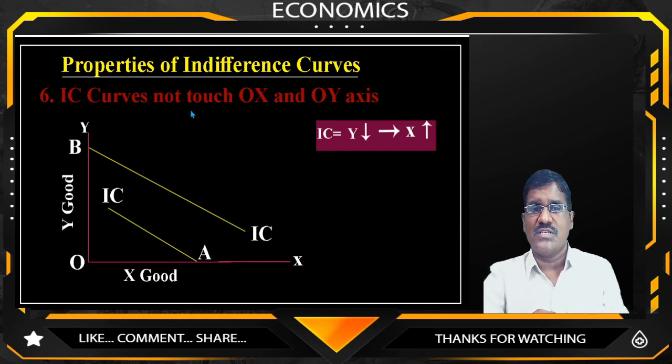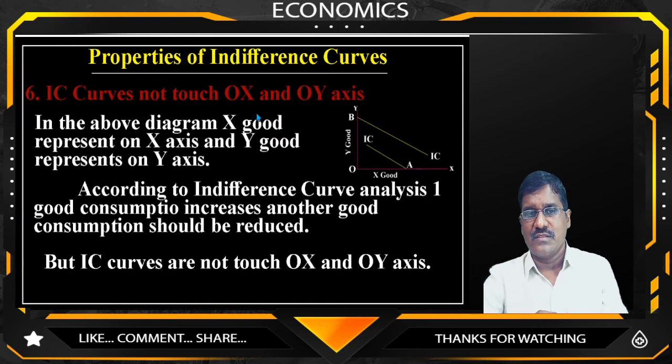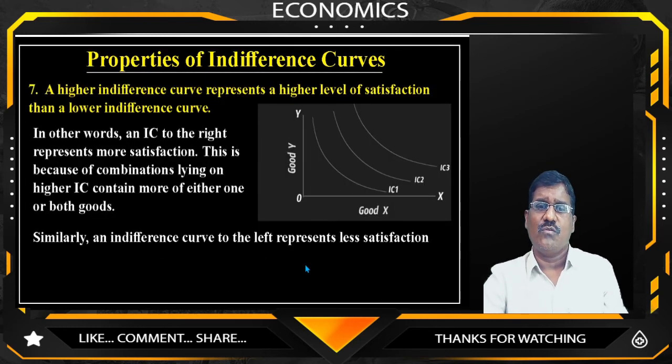So this IC curve does not touch the OX and OY axis. Same in the above diagram, X good is represented on the OX axis, Y good on the OY axis. According to indifference curve analysis, when consumption of one good increases, consumption of the other good should be reduced. So IC curves never touch the OX and OY axis.